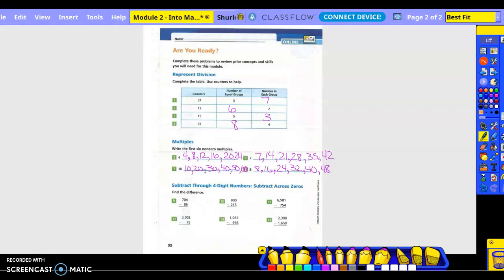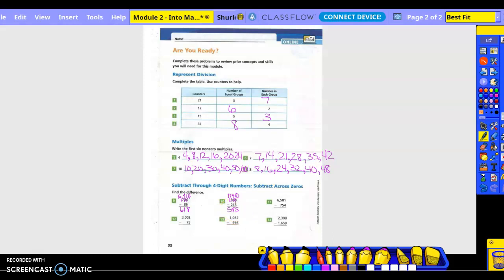Subtract through 4-digit numbers. Okay? Find the difference. 4 minus 6. Can we do that? No. This becomes a 14. This becomes a 9. And the 7 becomes a 14 minus 6 is 8. 9 minus 1 is 8. Okay, we can't take 5 from 0, so this becomes a what? 10, the next one becomes a 9, and the 8 becomes a 7. 10 minus 5 is 5, 9 minus 1 is 8, 7 minus 2 is 5.